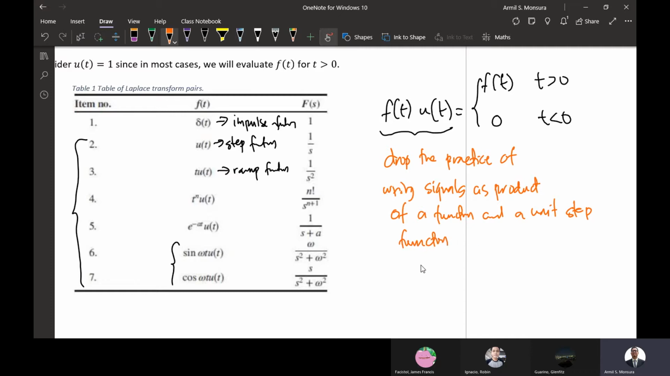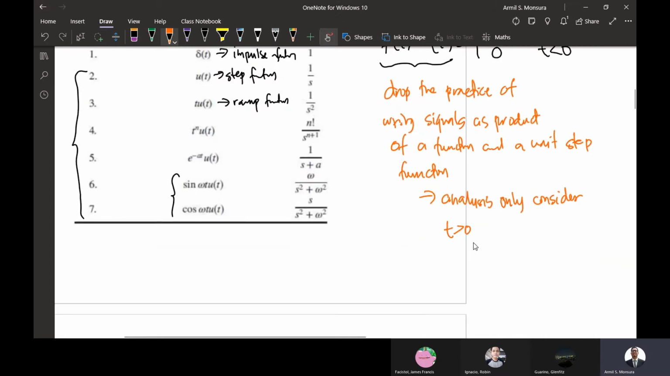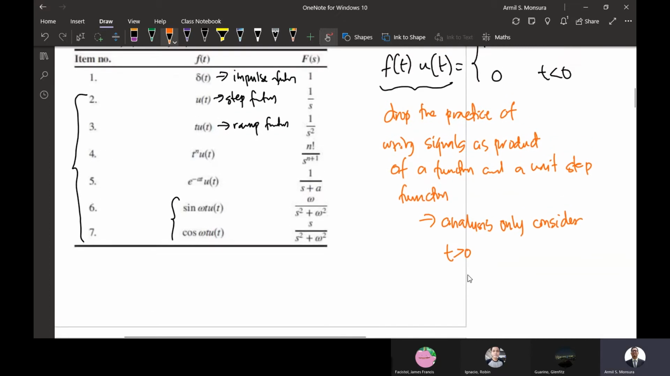Okay. At bakit natin siya pwedeng i-drop? Since our analysis would only consider positive time. Okay? The analysis would always consider positive time. Okay? Or what is happening, or what is the behavior of your system at positive time. Okay? And in that case, yung u of t nyo kasi equals 1.